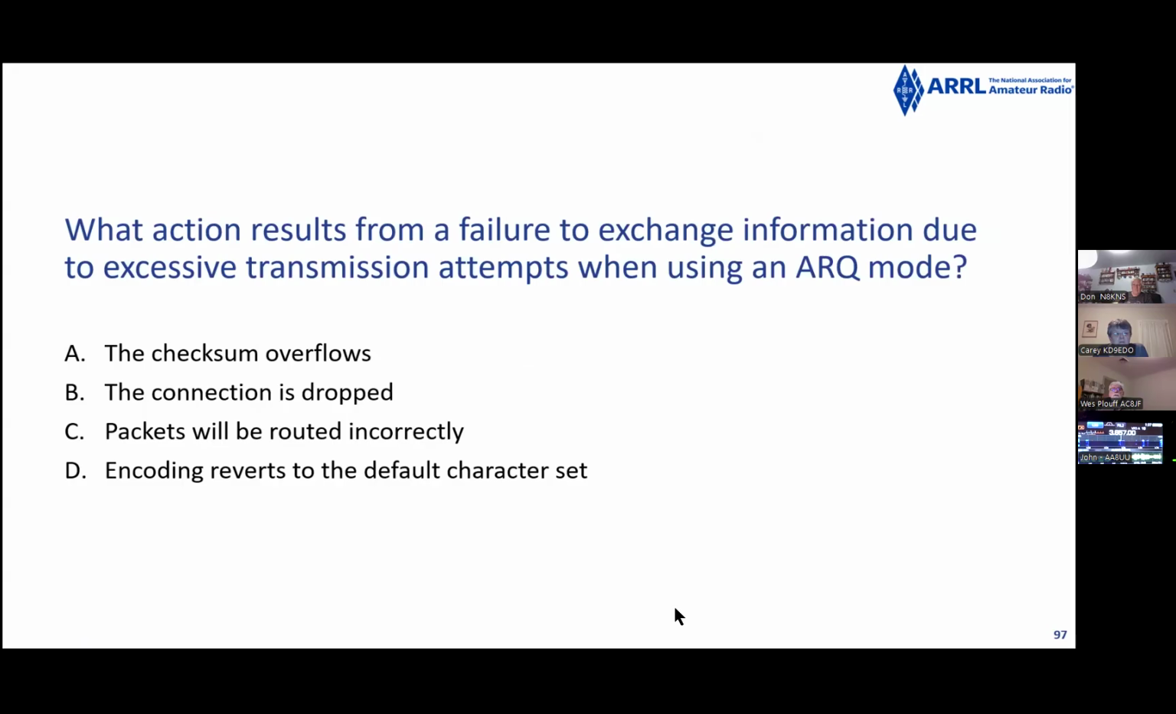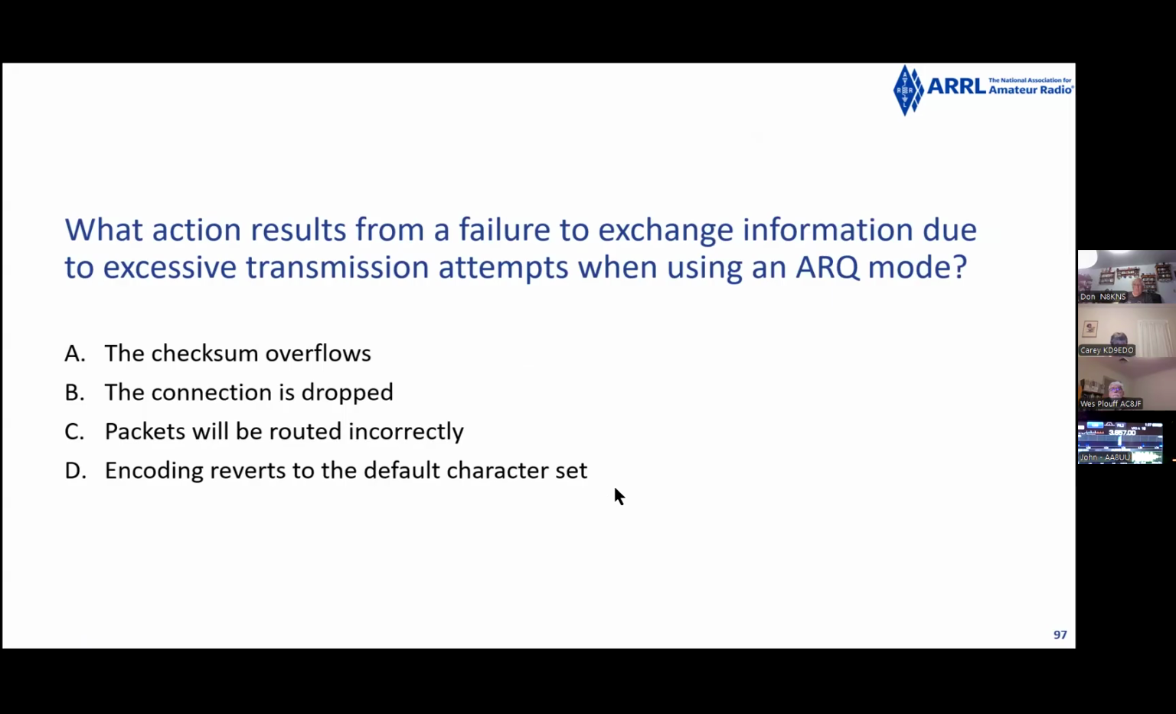What action results from a failure to exchange information due to excessive transmission attempts when using ARQ mode? A, the checksum overflows. B, the connection is dropped. C, packets will be routed incorrectly. D, the encoding reverts to the default character set.